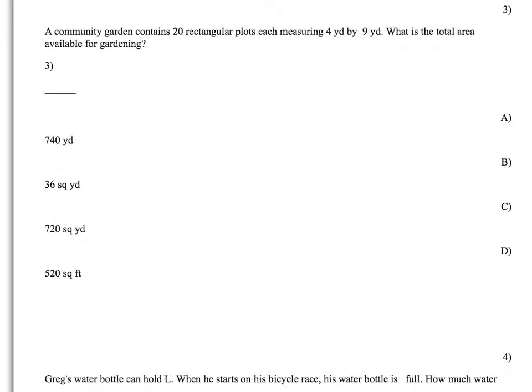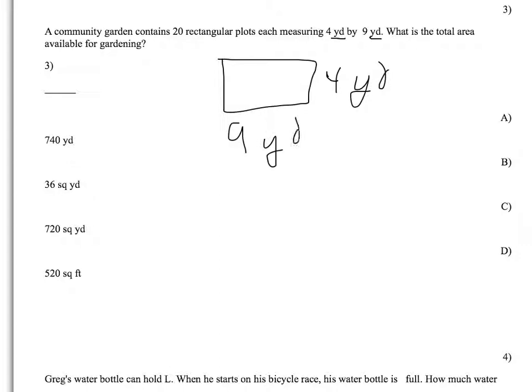Okay, so a community garden contains 20 regular plots, each measuring 4 by 9 yards. What is the total area for gardening? Okay, so notice, what we want to do in these geometry problems is pay keen attention to the units. We have yards by yards. So, if we're thinking about a garden that's 4 yards by 9 yards, the area, being length times width, is going to be yards times yards. We're going to have yards squared.